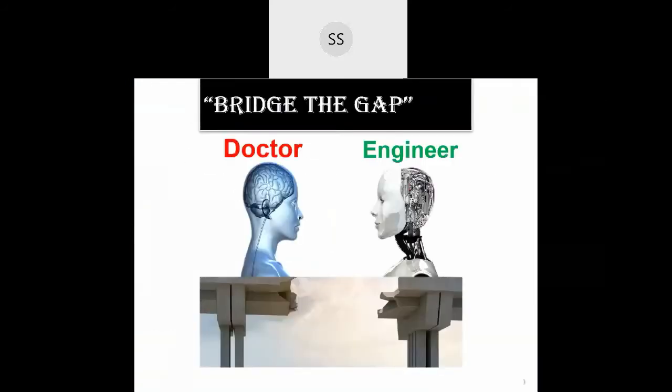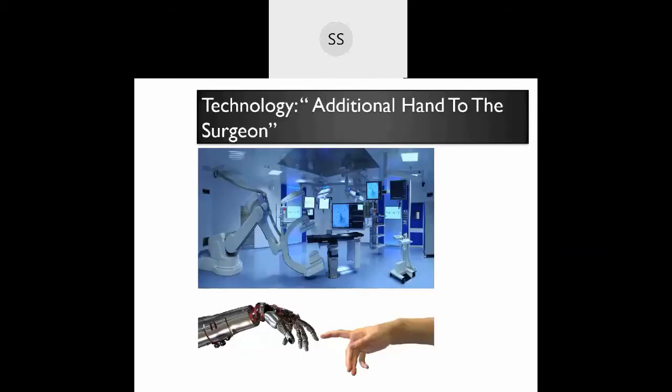When a doctor and an engineer join together, they try to solve some critical cases. So this is what 3D printing brings about: different people come together and work to solve some critical cases, acting as an additional hand to the surgeon.